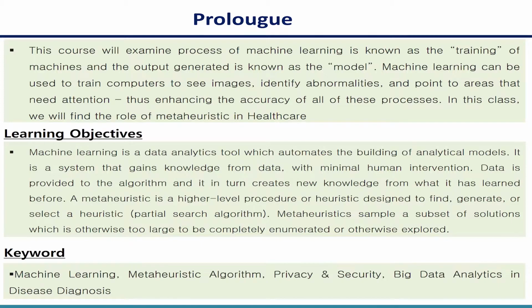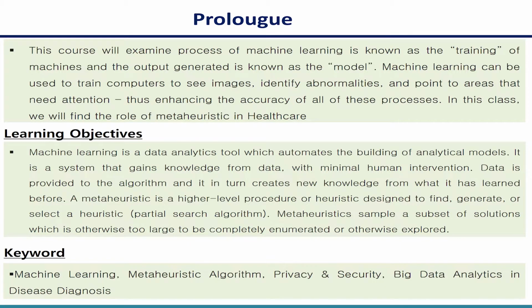This course will examine the process of machine learning, which is known as the training of machines. We train machines and get the output generated based on the models. Machine learning can be used to train computers to see images, identify abnormalities, and point to the areas that need attention, thus enhancing the accuracy of all these processes.